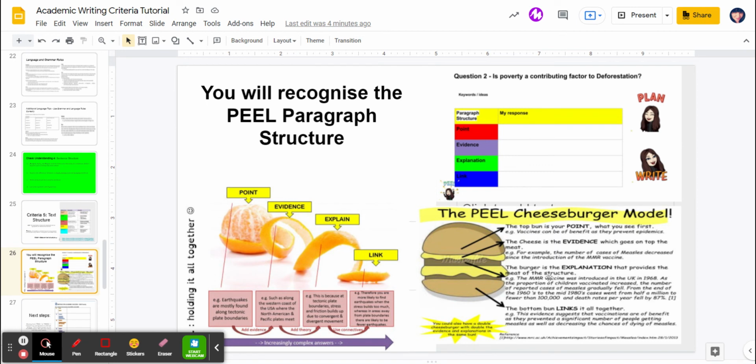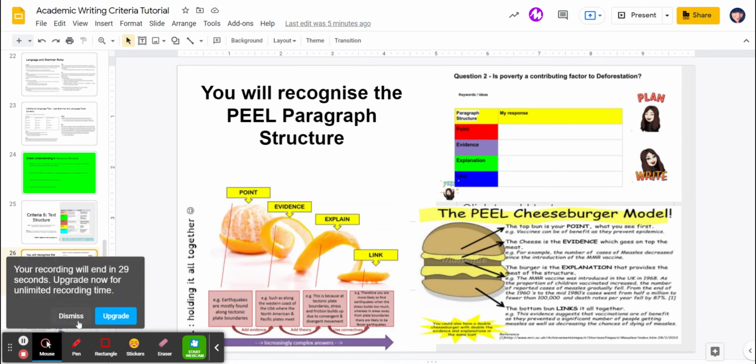And this is elaborated on, or you may have seen it in different models, including the cheeseburger or the hamburger, and examples are given there. This is the very basics of a paragraph.